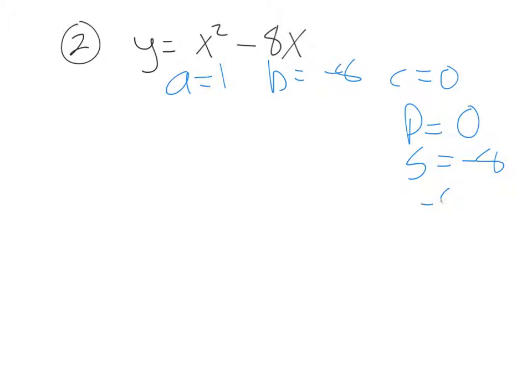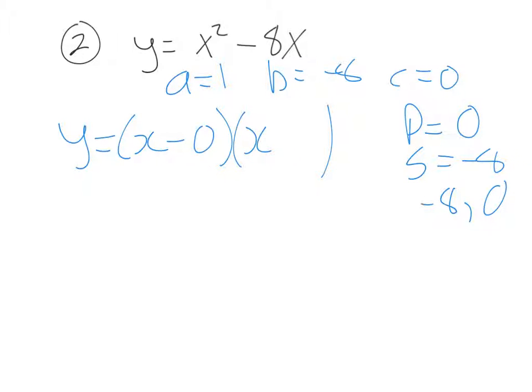I think this one's pretty obvious. Negative 8 and 0. So y equals x with a bracket, x with a bracket, and so it's (x minus 0)(x minus 8), but that's kind of a silly thing to write, so I write it as x(x minus 8).